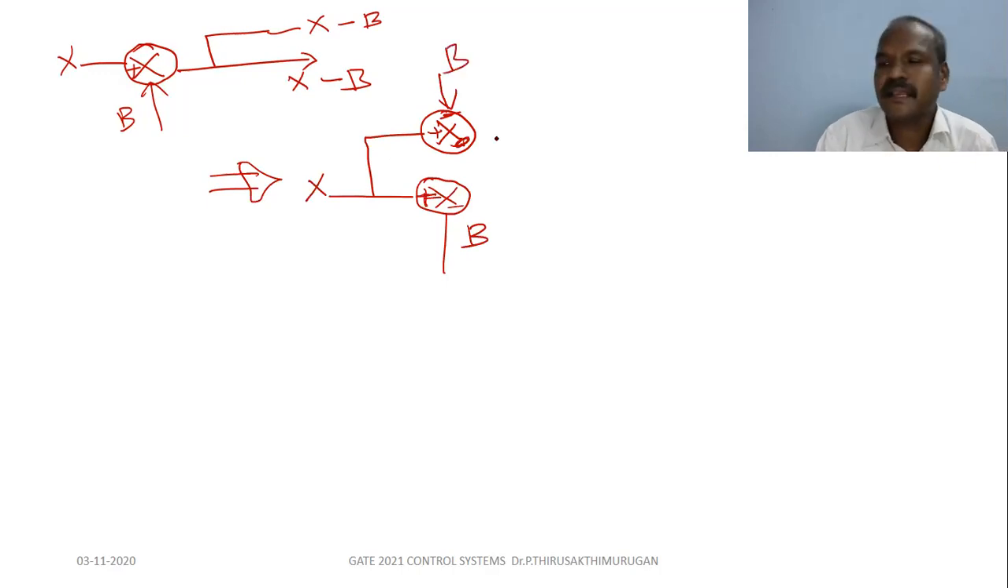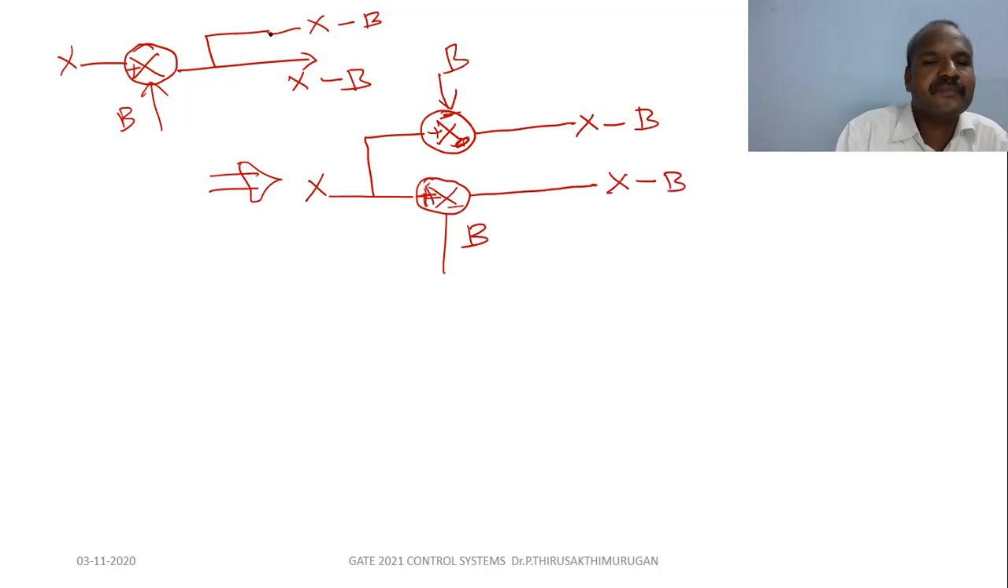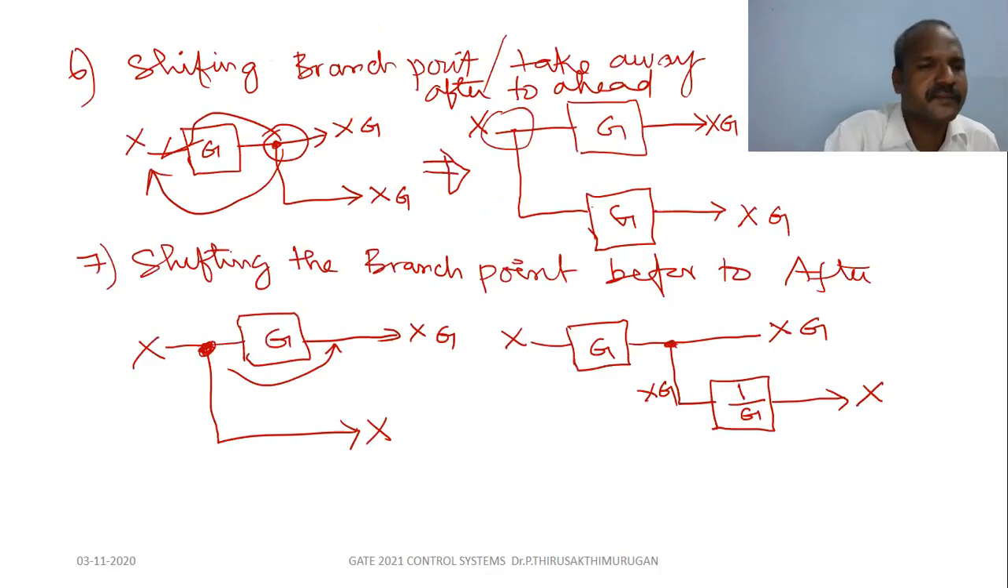B X. So what do you get? X minus B. Here, what is X plus B minus? So X minus B. So same output here. The same thing can be done by altering this. So this is the 8th technique.